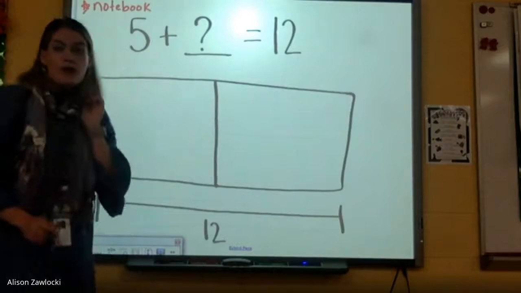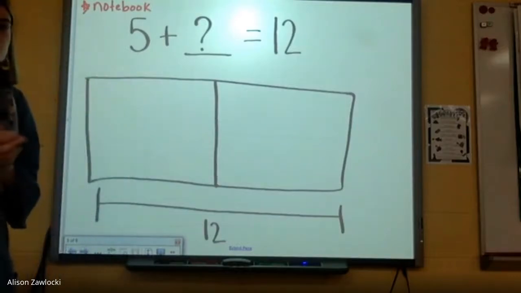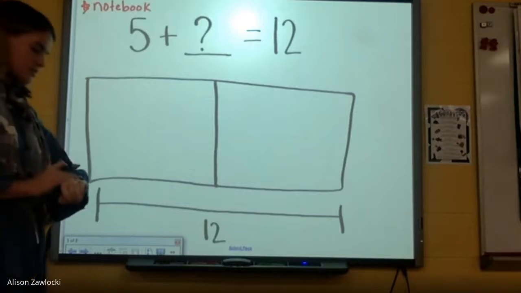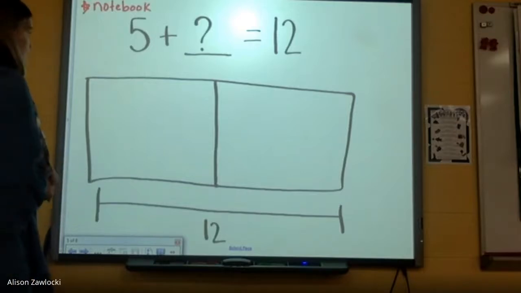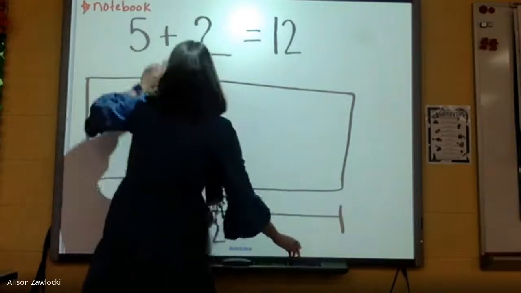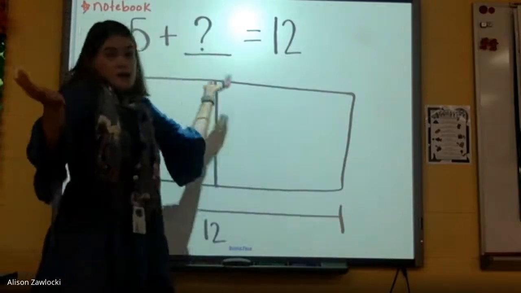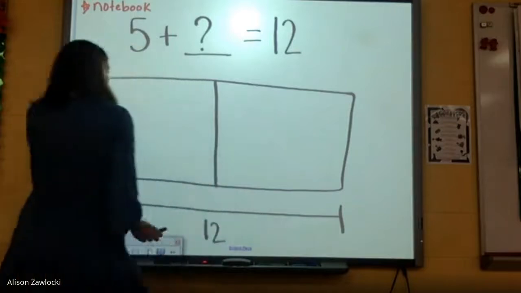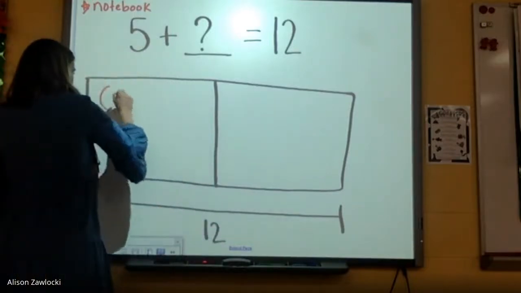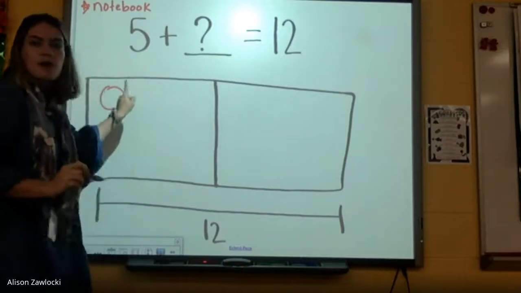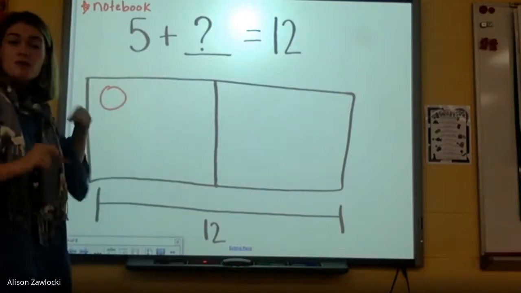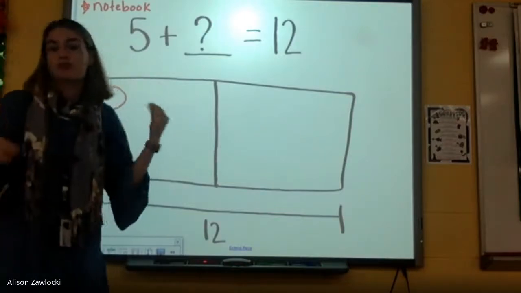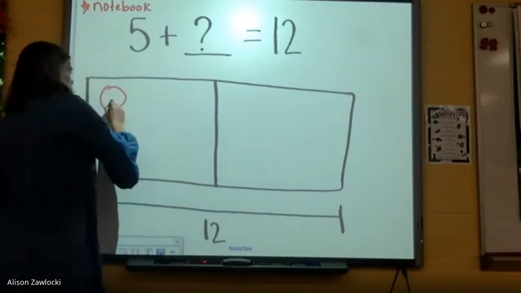Okay, I want you to pull out your notebooks and a pencil, and you're going to do this one with me. So pause the video, pull out your notebook and a pencil. You're going to do this one with me. So again, we have 5 plus, I don't know, equals 12. So let's go ahead and start by drawing our counters. And remember, when I draw a circle, I'm going to put my number inside of it. So that number just means how many counters have I drawn already. So far I've drawn one counter.